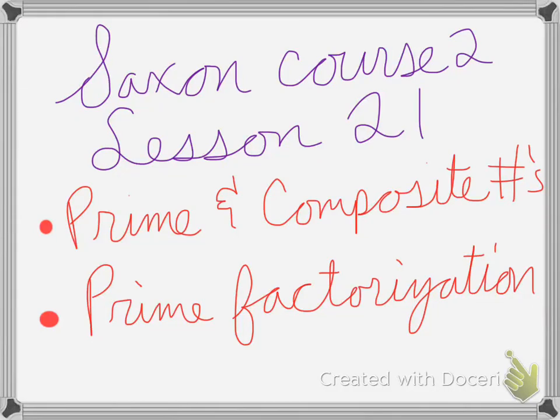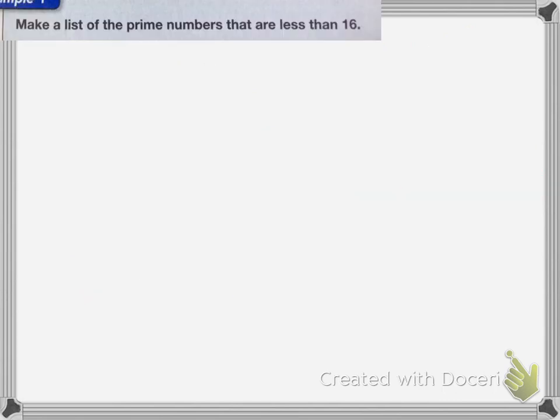Alright, so Saxon Course 2, Lesson 21, Prime and Composite Numbers, and then Prime Factorization. So here it wants us to make a list of prime numbers that are less than 16. Now remember, prime numbers are numbers that can only have two factors, 1 and itself. So I'm going to figure out which numbers are prime. I'm going to first make a list all the way to 16.